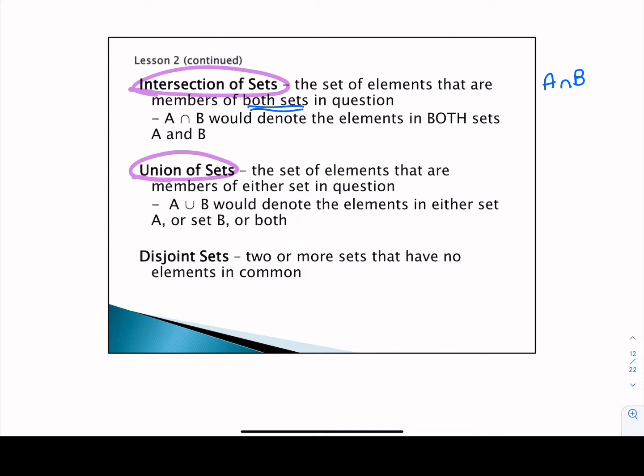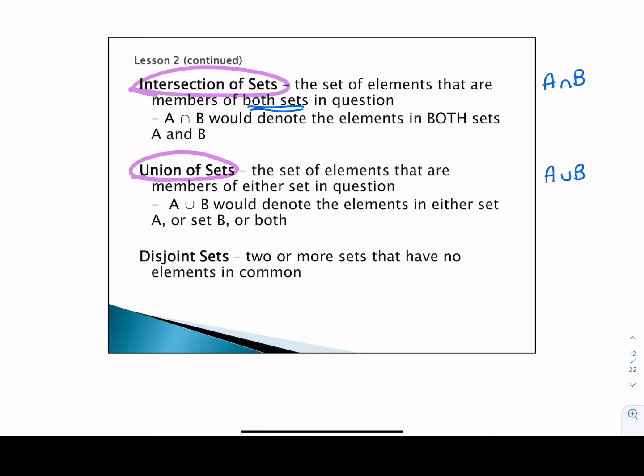A union is very different. It's sort of like either or. If I say find A union B, and again that looks a little bit like a U, what we want to know is which elements are members of set A or set B, and they actually could be in both sets A and B. So we're going to explore some questions in just a second on intersections and unions, but the symbols are super important. It's really critical that you know the difference between intersections and unions.